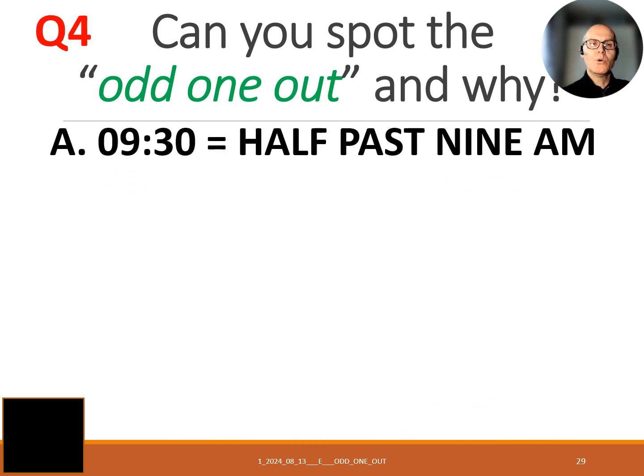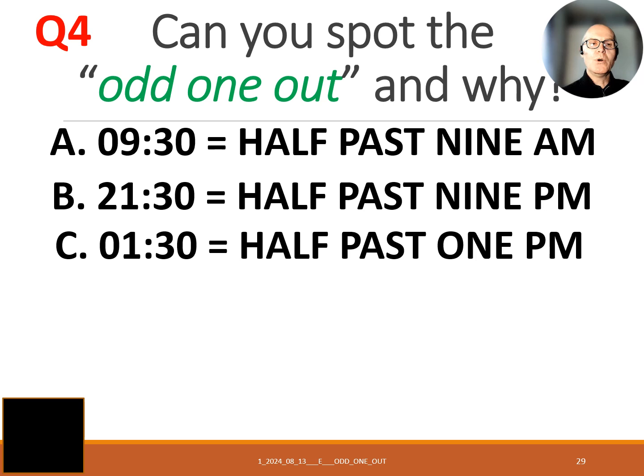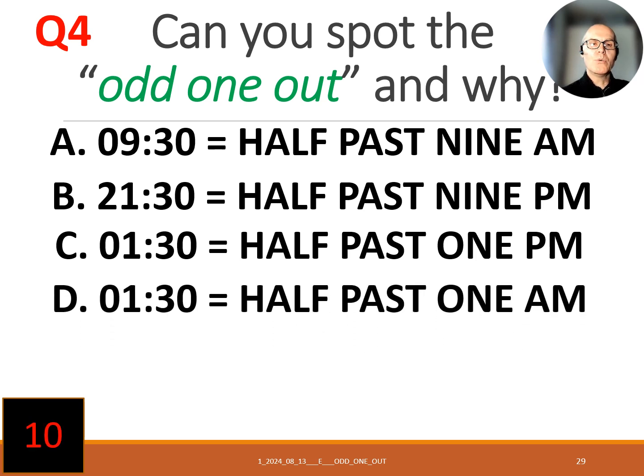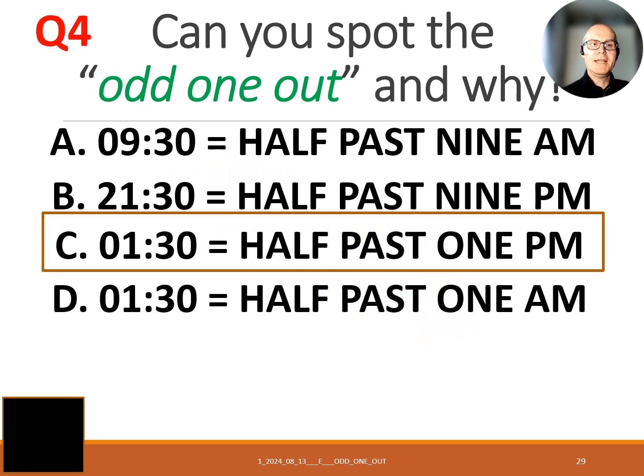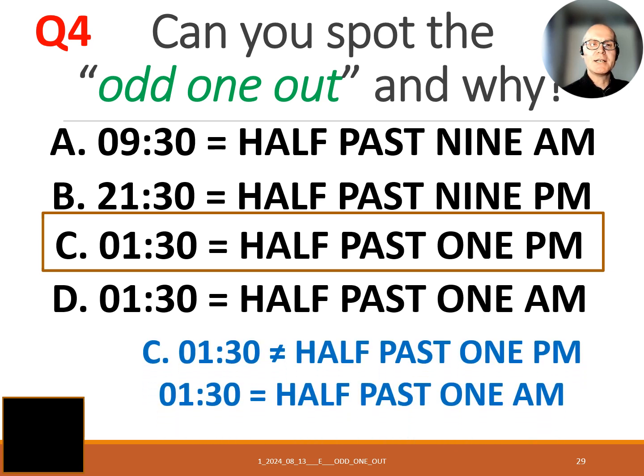Question 4. 09:30, 9:30 a.m. 21:30, 9:30 p.m. 01:30, 1:30 p.m. or 01:30, 1:30 a.m. So one of these is the wrong 24-hour clock notation. Which one was the odd one out? The odd one out here is 01:30. 01:30 is not 1:30 p.m. 01:30 is 1:30 a.m.